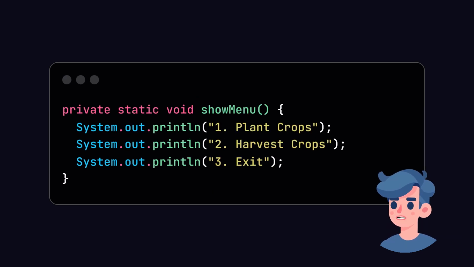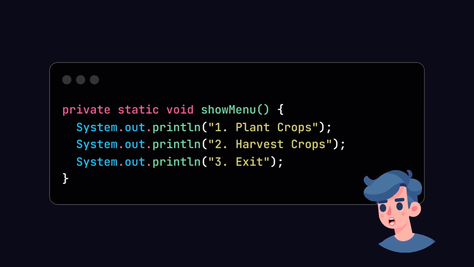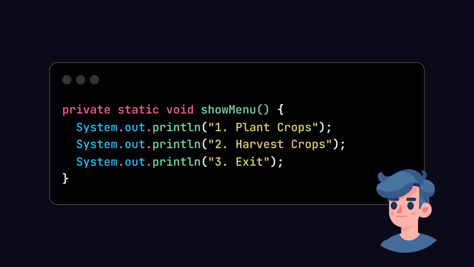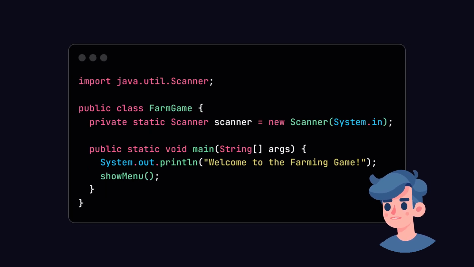Now, let's add a simple game menu system. We'll create a method called showMenu that will display options for the player. 1. Plant crops. 2. Harvest crops. 3. Exit. Next, let's call this showMenu method from the main method.